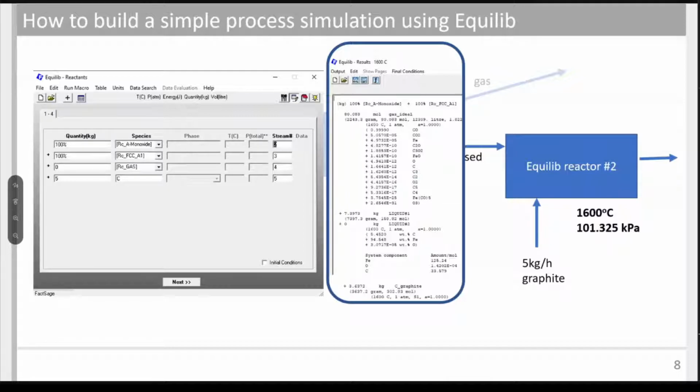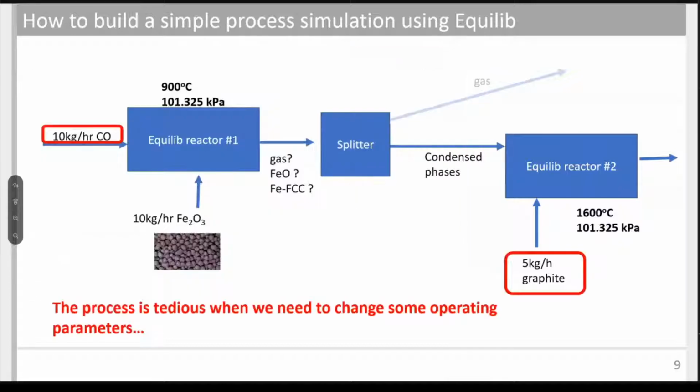So you can see that this is pretty time consuming, and there are many things that can be changed when we're doing this process simulation. We could change the feed input, we could change the operating temperature, so this is a tedious process, and when we want to change something, we'll spend a lot of time saving all these streams.